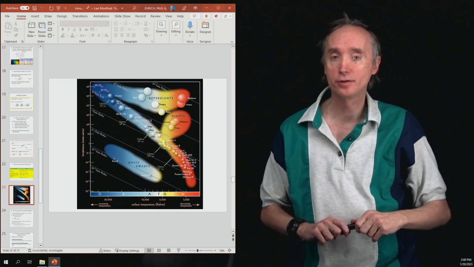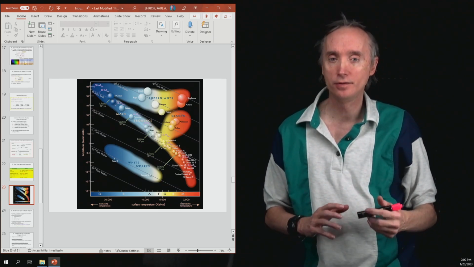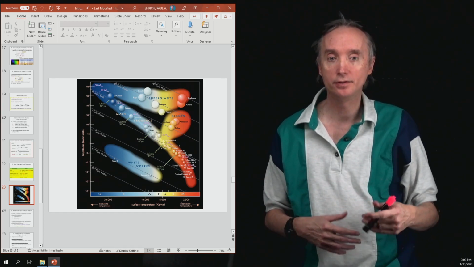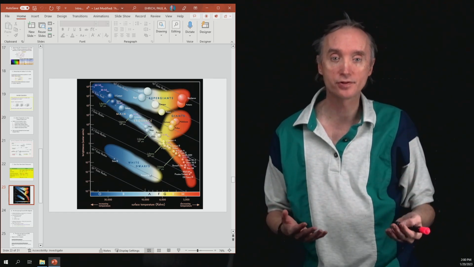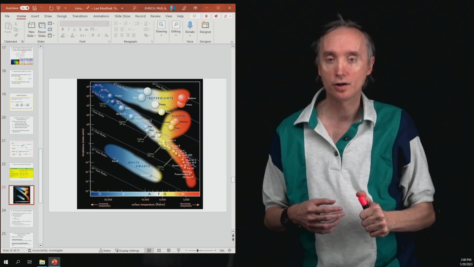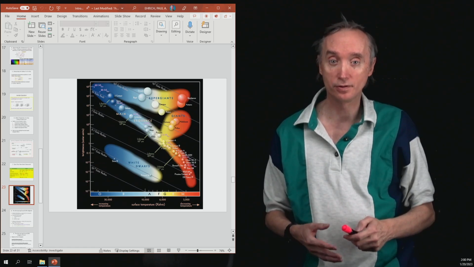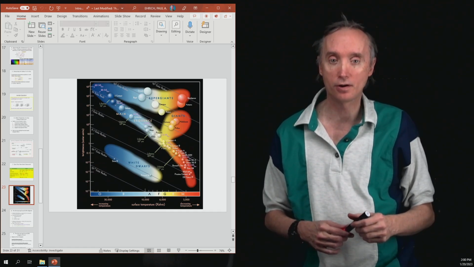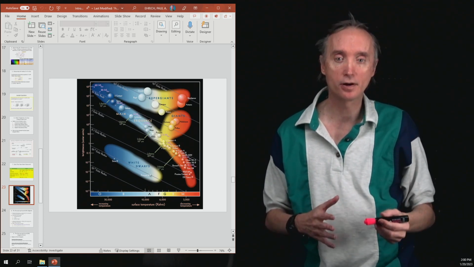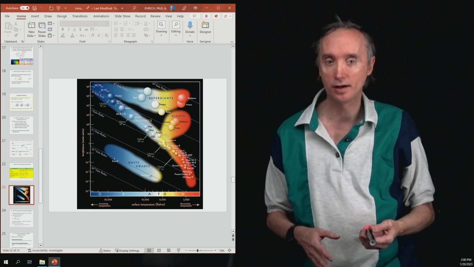And so astronomers have taken all of these facts and figures about different stars in our universe, and they have put them onto one diagram called the Hertzsprung-Russell diagram, or the HR diagram. So let's analyze the various parts to the HR diagram.